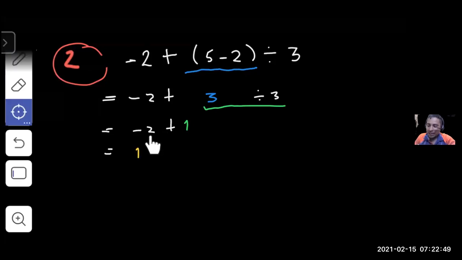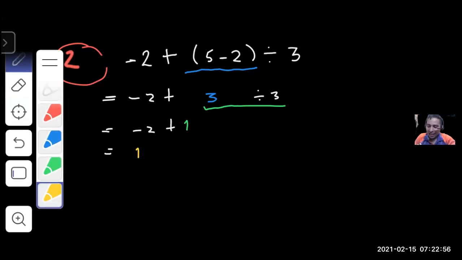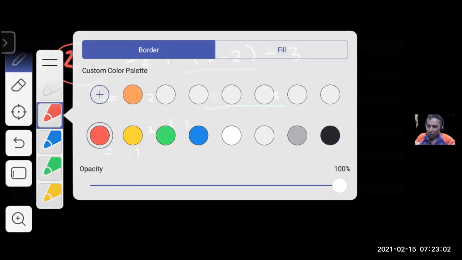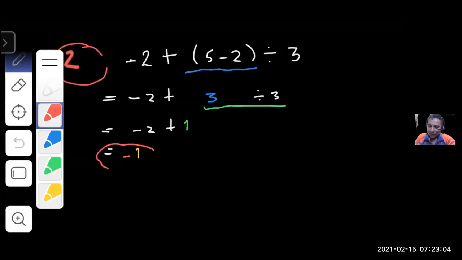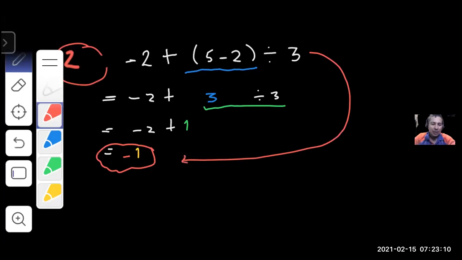And I need to place the sign of the biggest value. What is the biggest absolute value? Negative 2 or 1? The negative 2, right? So it will be negative 1, the result. Okay, thank you very much. And that's exactly the answer that I was looking for. All of this, guys, is just equal to negative 1. That's how we solve it.